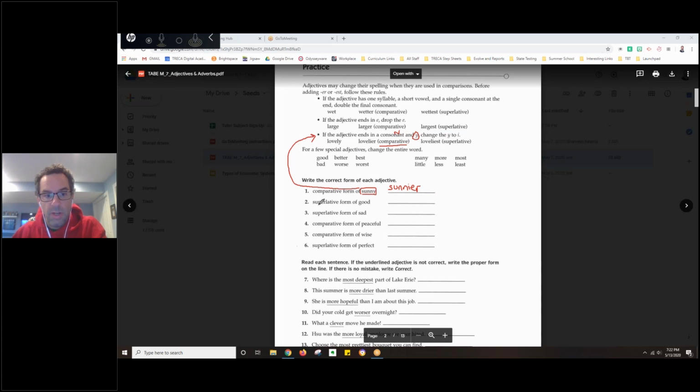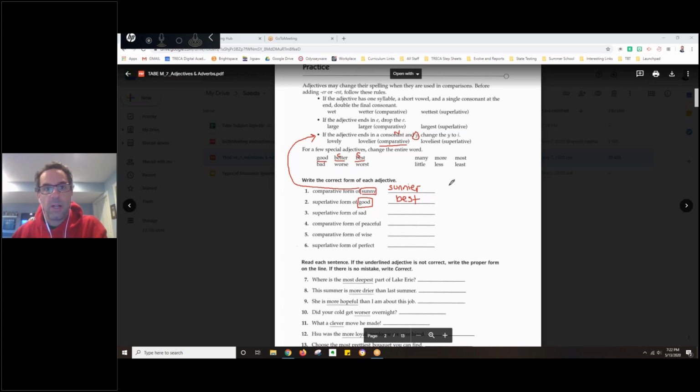We're going to do the next one, the superlative form of good. This one they did for us. Look: good, better, best. This is the comparative form, and this is the superlative form. So the superlative form of good is best. Remember, superlative is when you're comparing 3 or more.